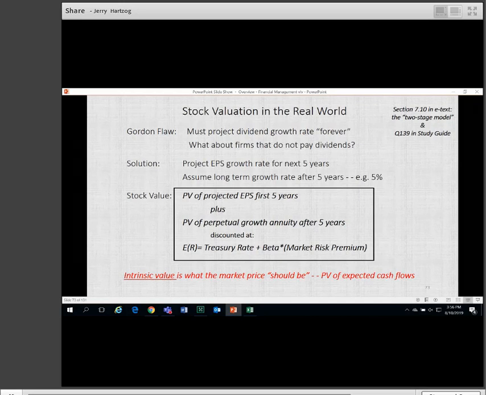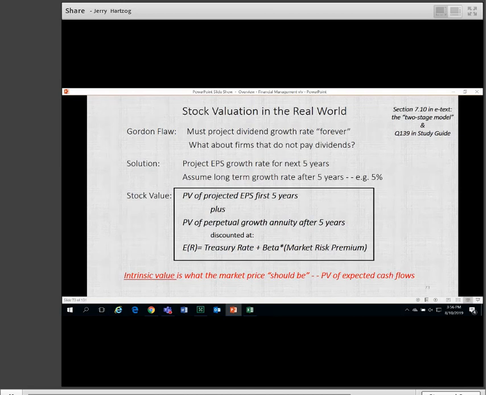So it might be, we project 12% growth rate for the next 5 years. Well, what do you do after 5 years? Well, you just have to pick up a common assumption. Now, if you look at the long-term growth rate of corporate profits in the S&P 500, say over the last 20 years, it averages about 5%. So most of these just assume after the first 5 years, it's just going to grow at 5% forever.